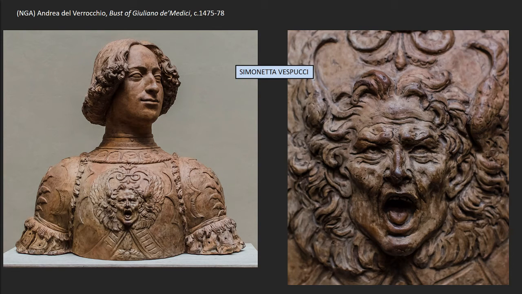These jousts that were held for Giuliano de' Medici at his coming of age in 1475 were actually held in honor of Simonetta Vespucci, who was like Giuliano's best friend. And this is something that's a little hard for modern people to get their minds around, but they had a very deep, very emotional, platonic relationship.